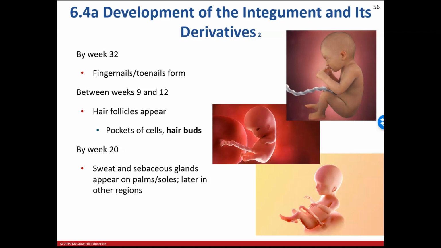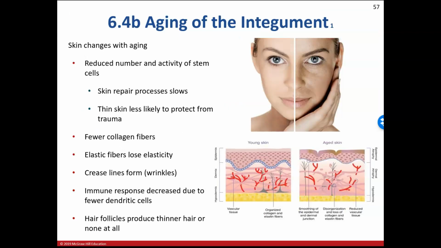And then weeks 9 through 12, we'll start to see that hair follicles are going to appear, and pockets of cells and hair buds will develop. And by week 20, we will see that the sweat and sebaceous glands will appear on the palms and soles of the feet, and later in other regions of the skin.